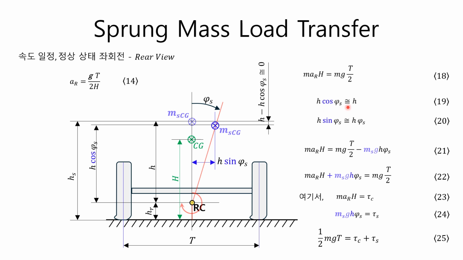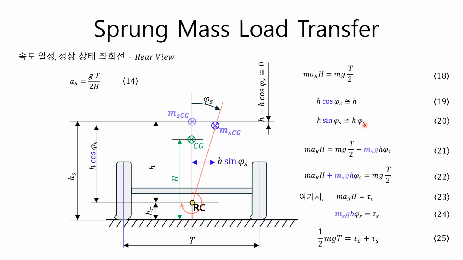On the other hand, since sine phi s is approximately phi s, h phi s must be used, as shown in equation 20. Therefore, the height h from the roll center to the sprung center of gravity can be used as is, but the length h sine phi s by which the center of gravity of the vehicle has shifted laterally must be included in the calculation of the load transfer since it has a non-negligible size.